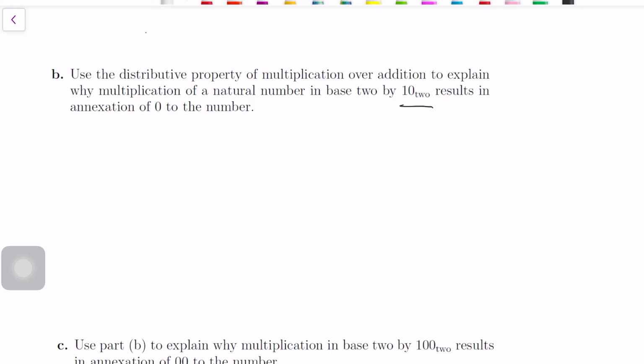So when in concrete model I create 5 copies, then longs become flats, flats become blocks, right? Because 5 copies of something becomes the higher dimension. Okay, but in general, why is it that in any base, not necessarily 2, but in any base, multiplying by 1, 0 in any base will result in annexation of 0 to the number.